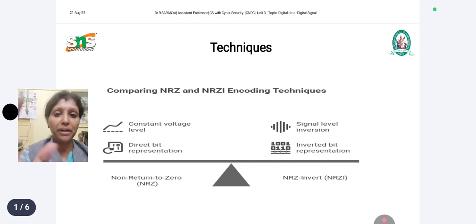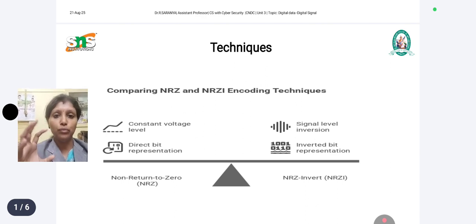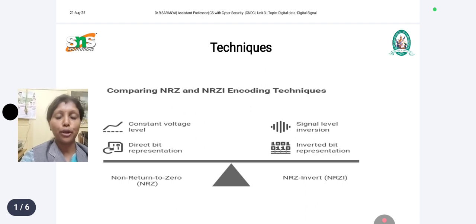After that, the bit representation process goes directly between sender and receiver. So the direct bit process, discrete level process, is happening. After that, the signal levels are inverted with the help of NRZI, the inverted encoding technique. After that, the inverted bit representation is also applied in order to decode the data. For decryption purposes, we process the inverted process. These two techniques are used for transmitting the digital data to digital signal.